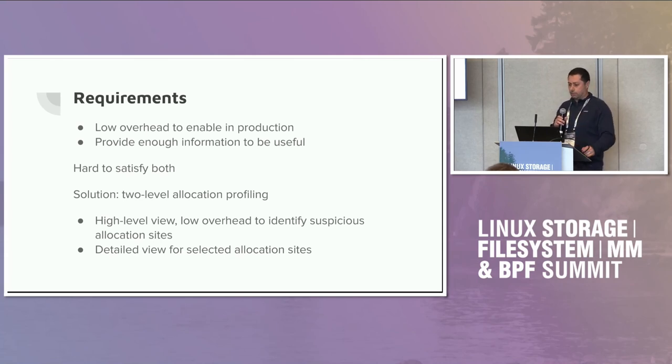We want to be able to turn it always on. And the second requirement is to provide enough information to be useful. We want the information to be actionable. So it's hard to satisfy both. That's why we came up with a two-level solution. Basically, one provides you always-on high-level visibility of what's happening, but with very low detail.